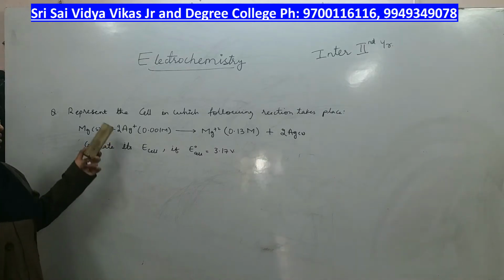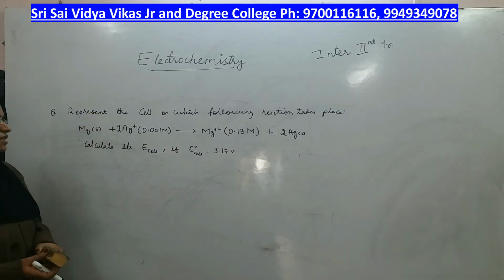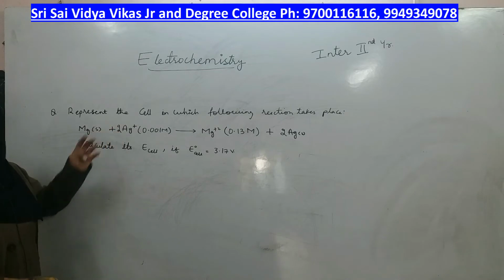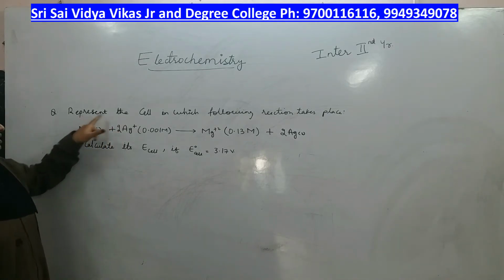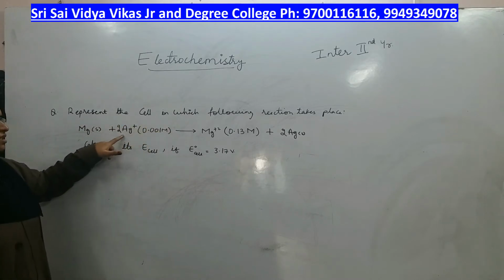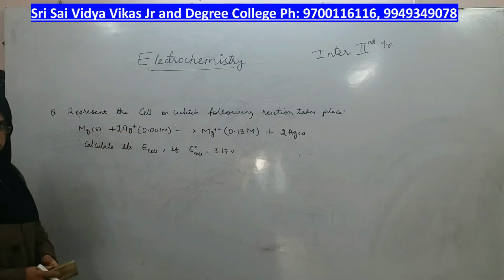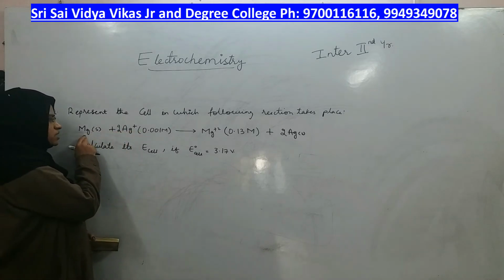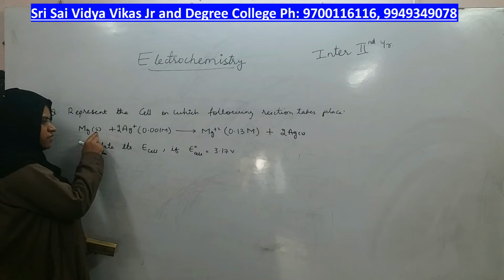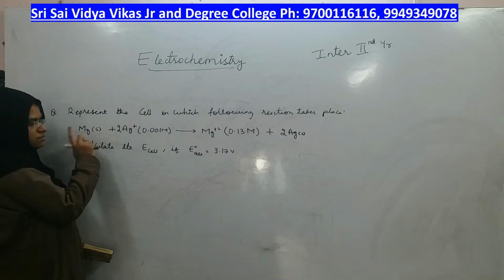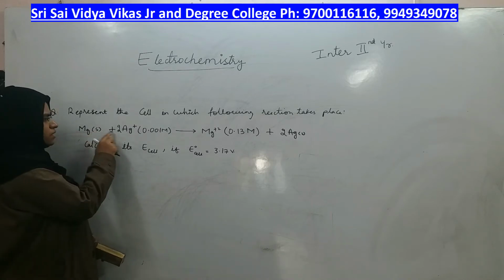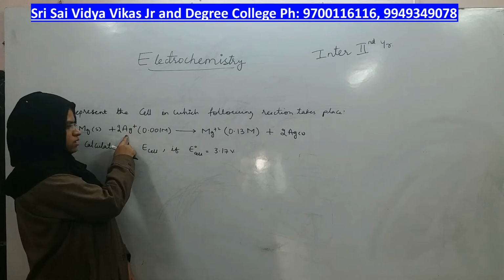So now let us look into this problem in which they have given us some information about the cell reaction, right. Let us represent the cell in which the following reaction takes place. The cell reaction is already given, which is magnesium (s). If s is there, that means magnesium solid metal, which means it is a pure metal which is a solid. Magnesium metal plus silver ion, 2 times.